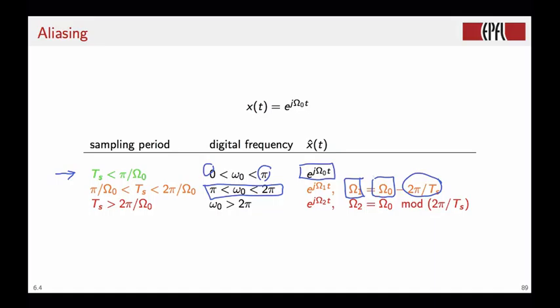Finally, the red case, the third one here, when ts is bigger than 2 pi over omega naught, then the digital frequency would be beyond 2 pi. Okay, now you know that frequencies are between 0 and 2 pi, so that doesn't really have a meaning, except that it shows that this frequency will be folded back through aliasing, and it results in an output here, e to the j omega 2 t, where omega 2 is simply omega naught now taken modulo 2 pi over ts. Okay, and this is definitely a different frequency than what went in.